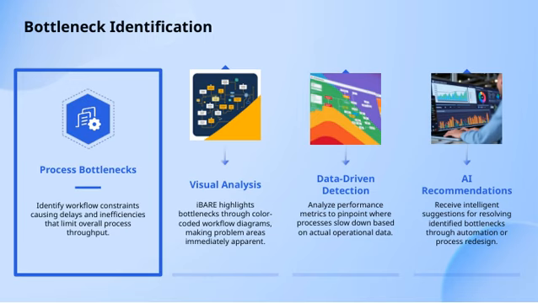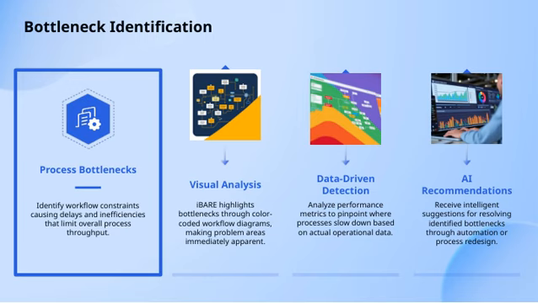We use visual analysis for this. Tools like iBARE help by highlighting bottlenecks through color-coded workflow diagrams. This makes problem areas immediately obvious, so we can focus our efforts where they are most needed. In addition, we rely on data-driven detection. By analyzing performance metrics and operational data, we can accurately pinpoint where processes tend to slow down. This approach ensures our decisions are based on real, tangible information rather than assumptions.